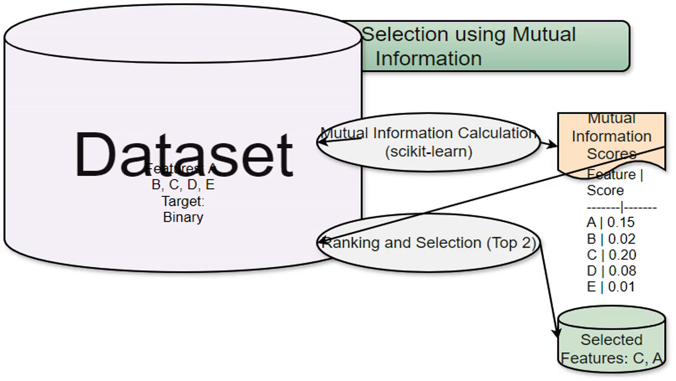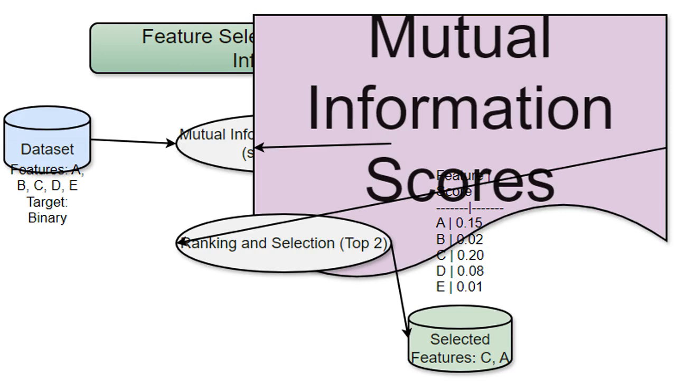I have a dataset with 5 features, which I'll call A, B, C, D, and E. The goal is to predict a binary outcome, meaning there are only 2 possible results, like yes, no, or success, failure. I'm using a tool from Sklearn, a popular Python library for machine learning, called mutual_info_classif. This tool helps me figure out how strongly each feature is related to the outcome. A higher score means a stronger relationship.